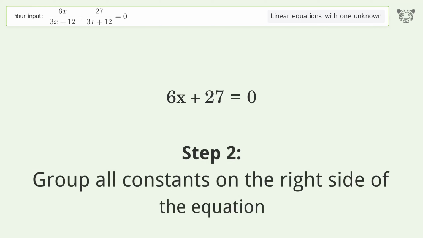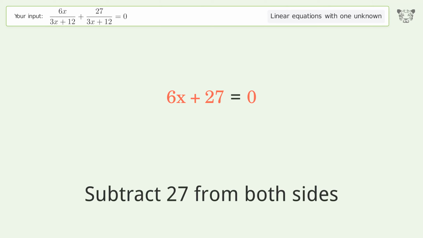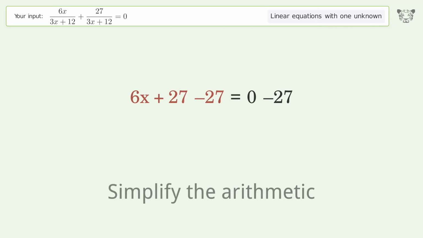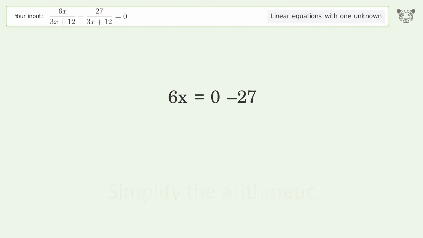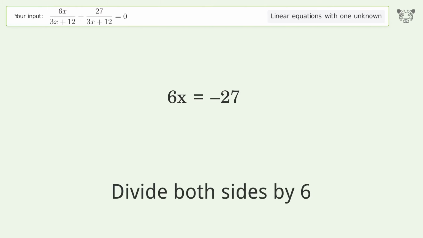Group all constants on the right side of the equation. Subtract 27 from both sides. Simplify the arithmetic. Isolate the x. Divide both sides by 6.